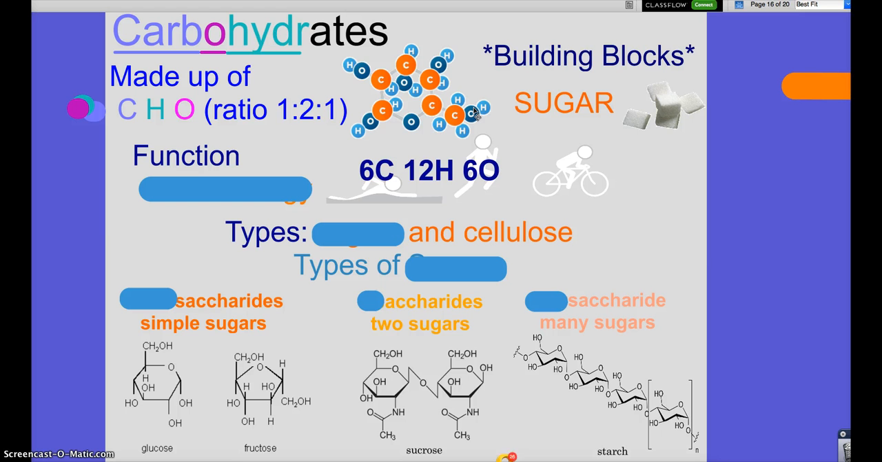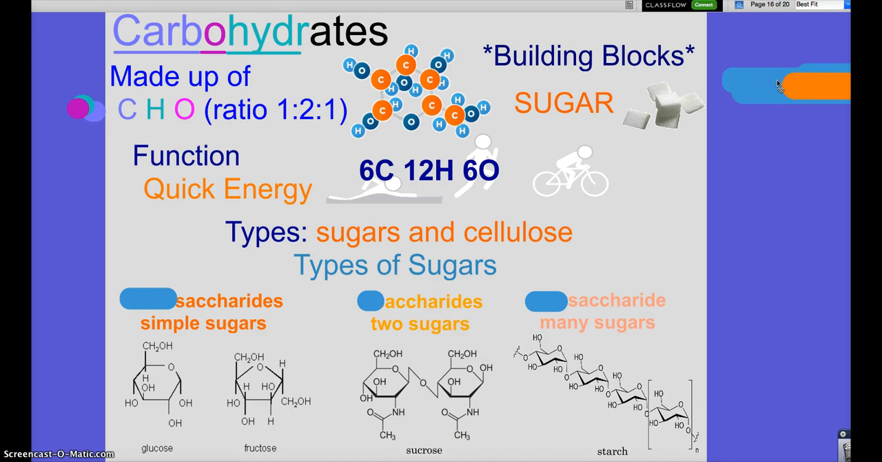And what did you say their function was? What kind of energy? Quick. It's your quick source. Get me going. I need a boost. I'm ready. I'm going to have some carbs. Now, besides sugars, there's also cellulose, and we'll talk about that in another unit. As for types of sugars, there's 3.